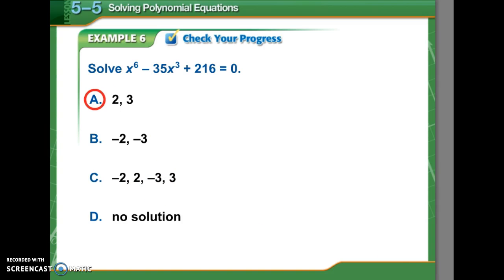All right, that's the end of Unit 2, Lesson 4 on solving polynomial equations.